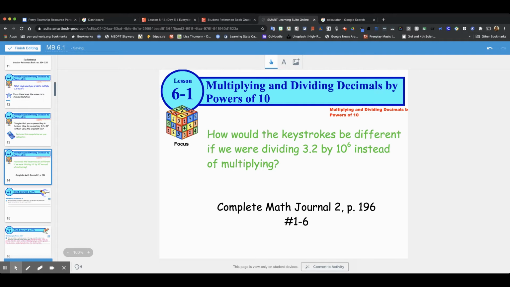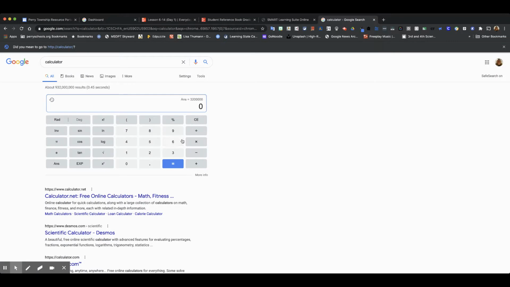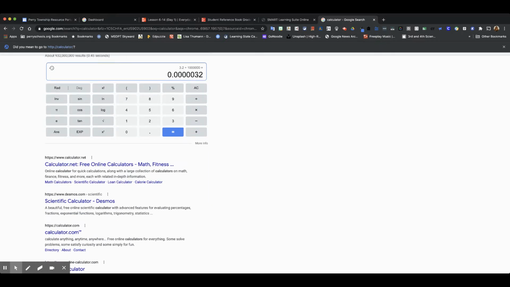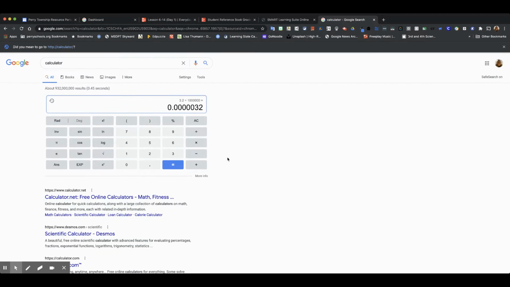The keystrokes are different if we're dividing. Think about what would happen. Instead of multiplying, what would you click? Pause and try that out. Look at that. My number gets extremely smaller. We notice that the decimal goes from between the 3 and the 2 all the way over to the left: 1, 2, 3, 4, 5, 6 spots. Move 6 spots over.